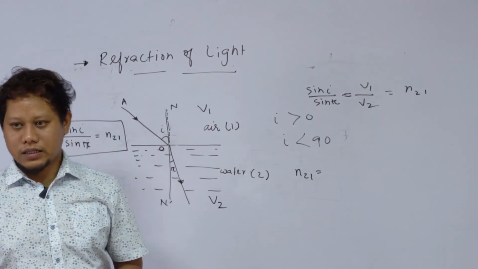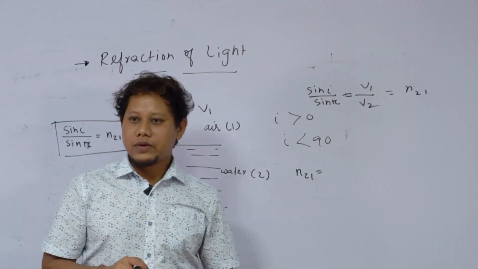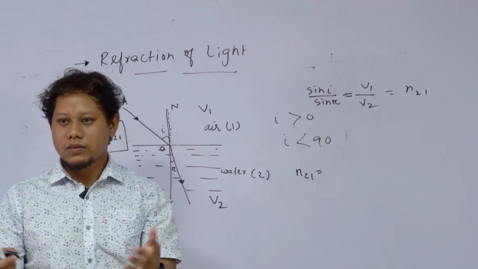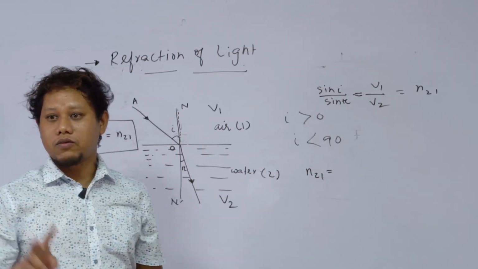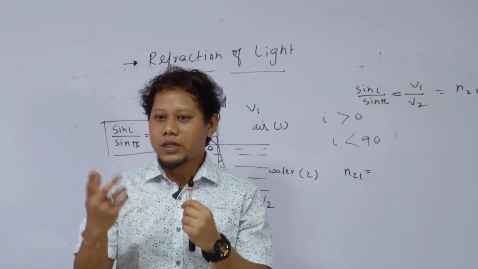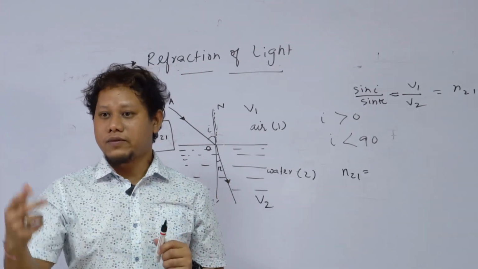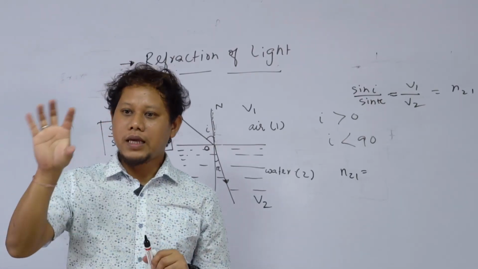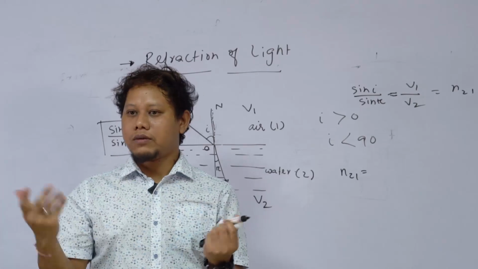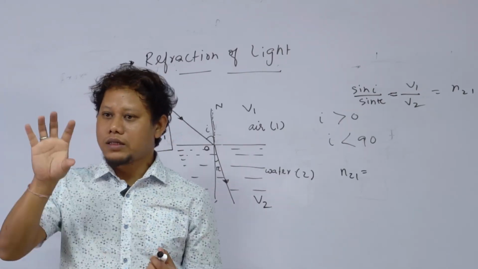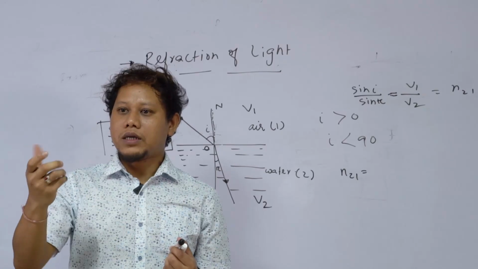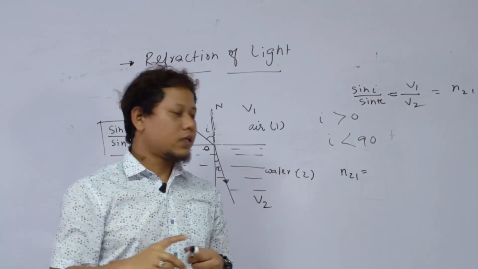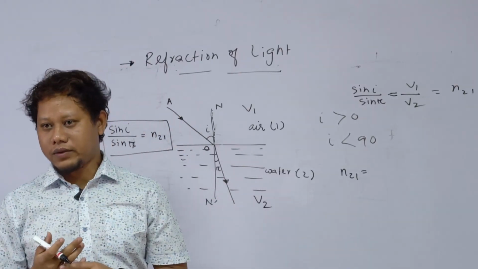When I say relative refractive index, it means there may be a glass-water medium, right? There are two types of refractive index. One is the relative refractive index, and in some other books you'll get the absolute refractive index. When I say absolute refractive index, it means one medium must be air and the other a different medium. It may be glass, it may be water, but one medium must always be air. So when one medium is air, that refractive index we term the absolute refractive index.